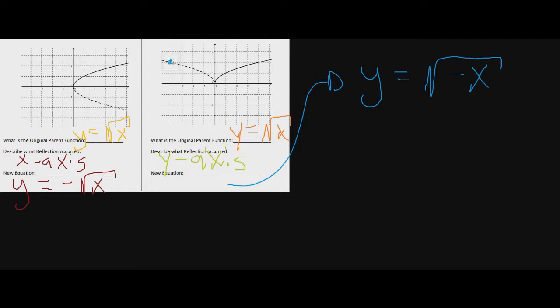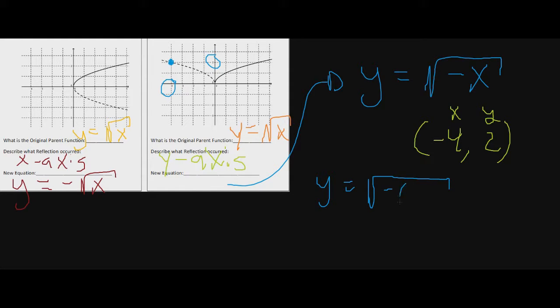Let's choose this point right here, which is -4, and my y value is 2. So I'm going to put that point down, -4, and my y value is 2. So when I plug -4 into my equation, my y value should be 2. Let's test it out and see what happens. We're going to get y equals the square root of negative, we're going to put our parentheses, our x value is -4, so we're going to put -4 in here.